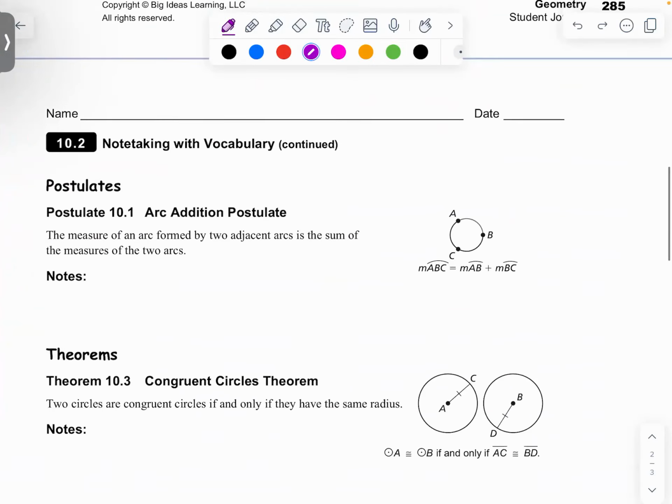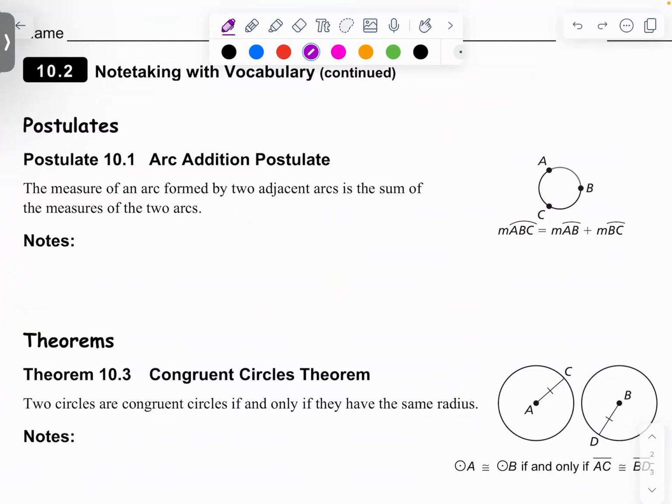If you turn the page, we have something called the arc addition postulate. We know that arc AB plus arc BC is going to add to the total major arc ABC. And we can use our knowledge of a circle being 360 degrees to find some missing things. So what I want you to do is draw circle B for me.